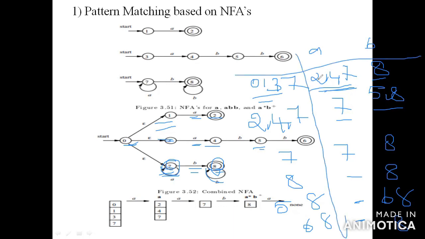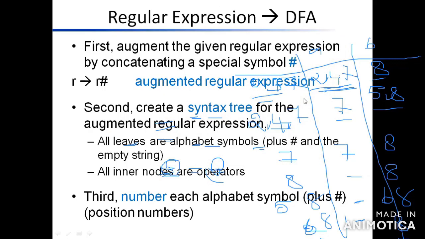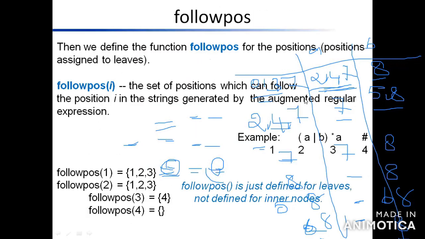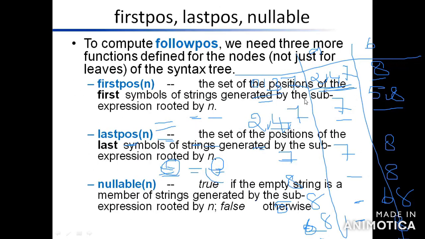Similarly, you have to complete for all the new states. So 0, 1, 3, 7 is 2, 4, 7 for A, and 8 for B. Then 2, 4, 7, next is state 7, then 8, 5, 8, 6, 8. So for all the states, you have to compute the input symbol A values and input symbol B values. So this is the complete pattern matching algorithm. After this, you have to convert RE to DFA problems. I think you got the clear idea. So the unit is over.